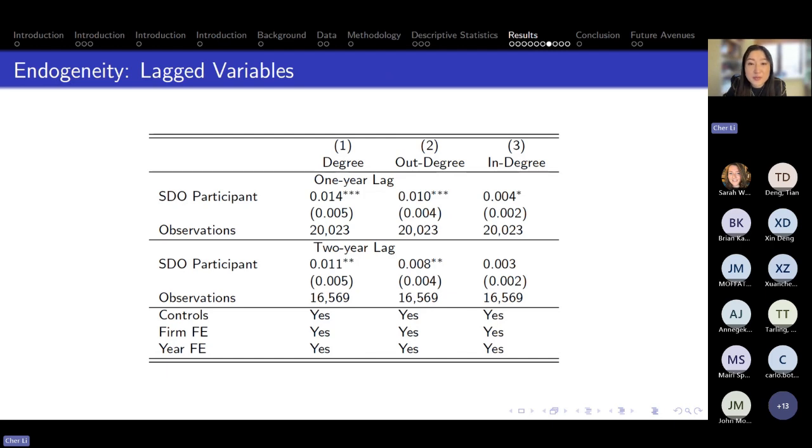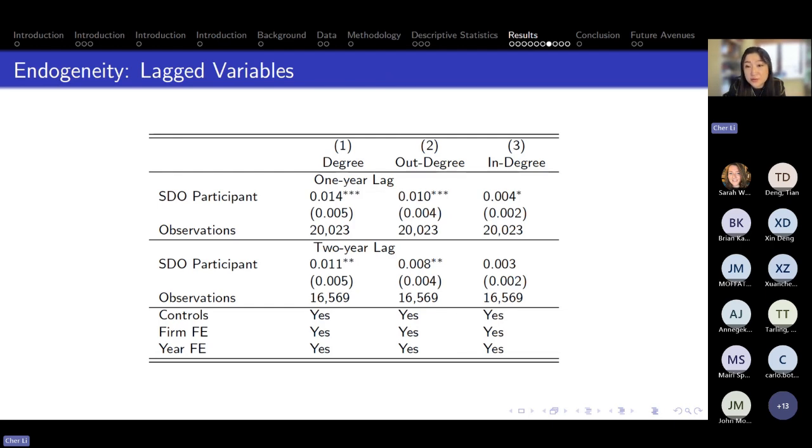As most of you will already be thinking, how do you address the endogenous bias potentially, in the sense that the firms that join SDOs may already be more central, or may already be more influential in their production networks, which might make it difficult to isolate the causal impact of the SDO participation. So here, to address those different sources of endogenous bias, we use the following strategies.